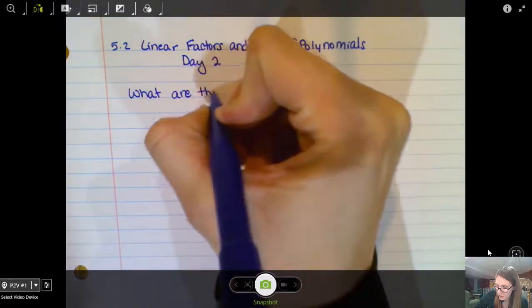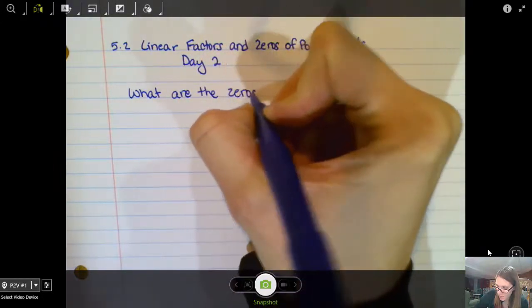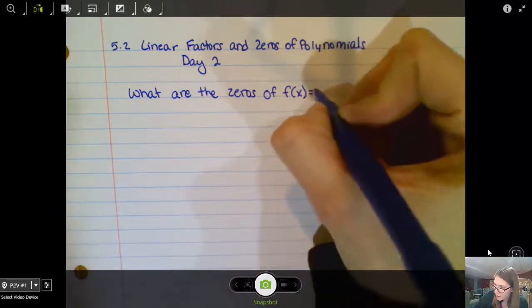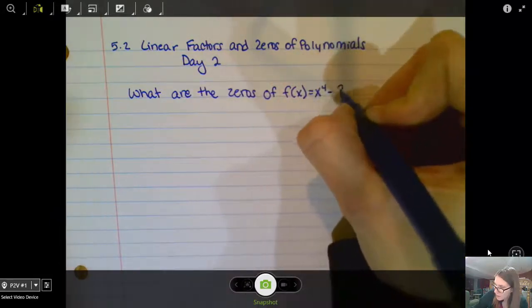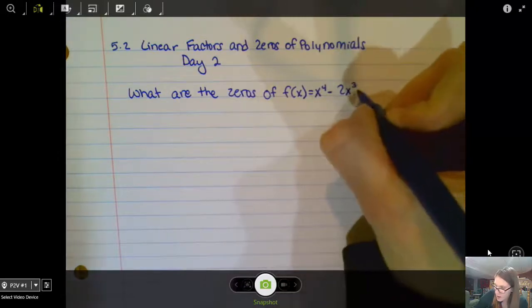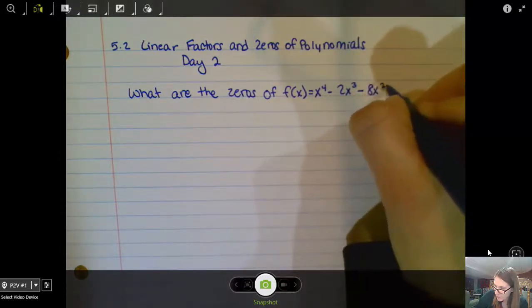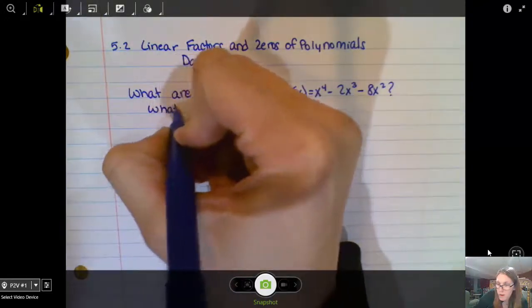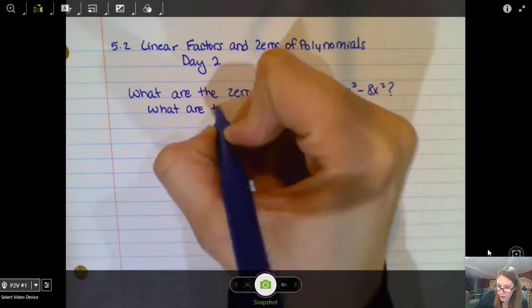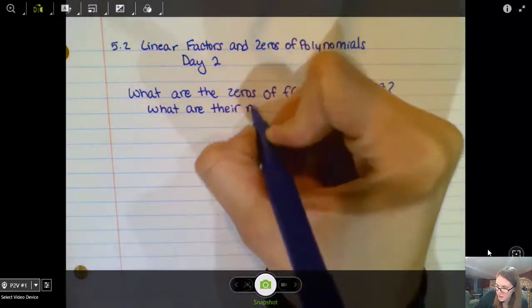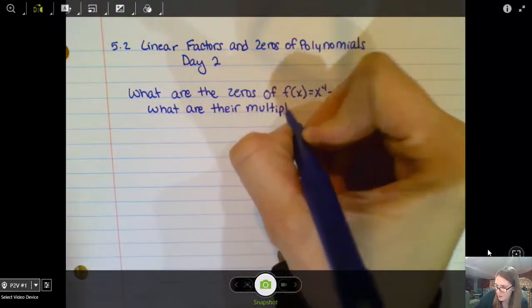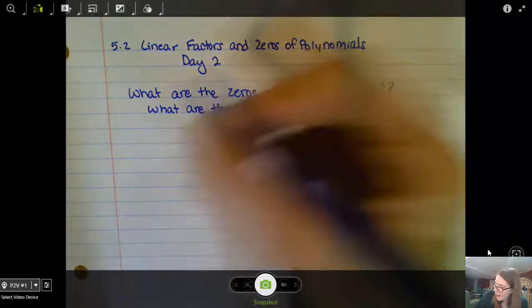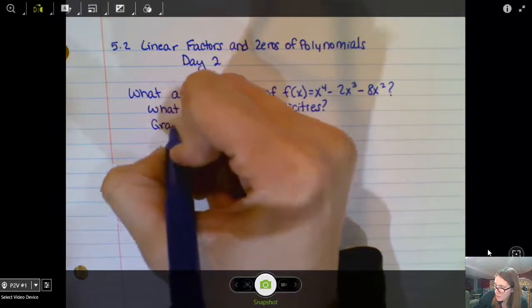What are the zeros of our function f of x equals x to the 4th minus 2x to the 3rd minus 8x squared? What are their multiplicities? Whatever that means. We don't know what that word is yet. And then graph the function.